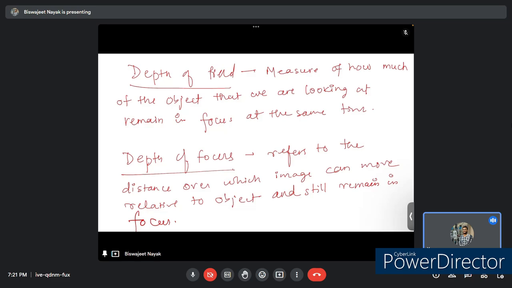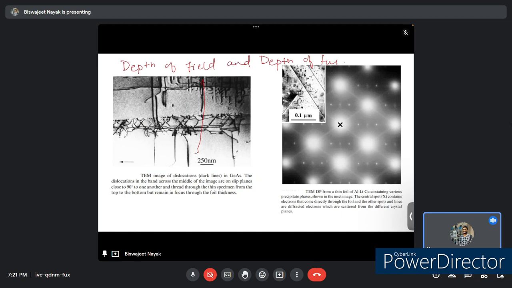Here in this picture, we can see the TEM image of dislocations in a crystal, here gallium arsenide. The dislocations appear to start and finish in the specimen, but they are actually moving forward through the specimen from top to bottom of the surfaces, and they remain in sharp focus all the time. When this image is recorded finally at different positions, the image is still in focus.